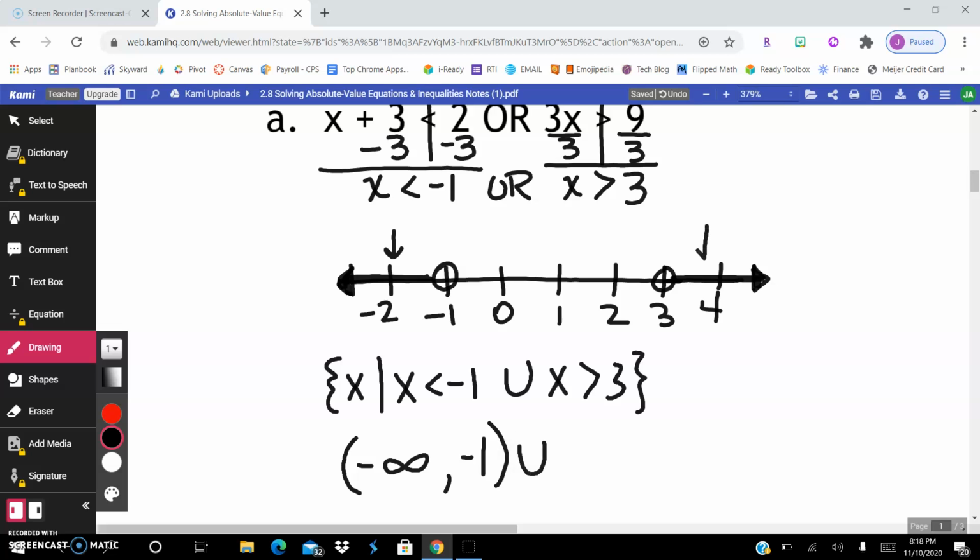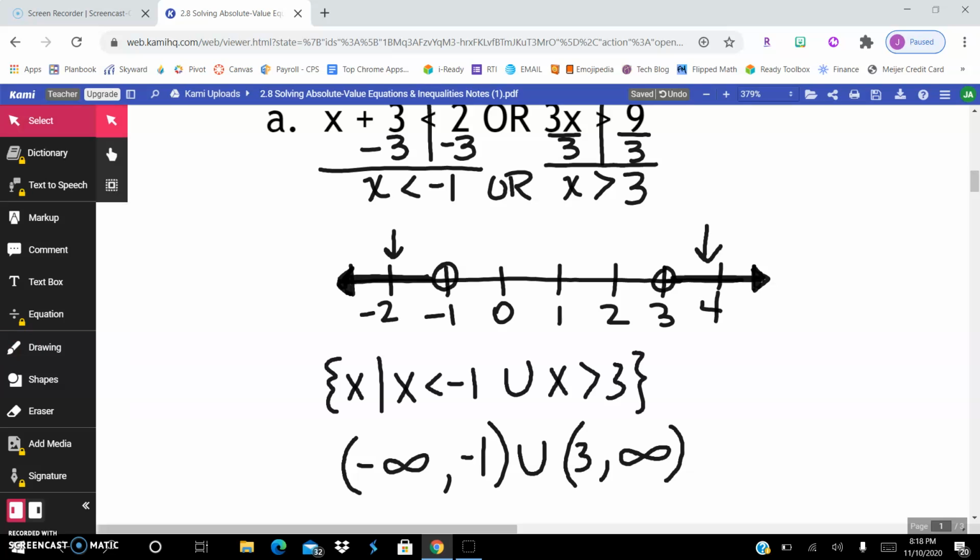And then we have to write another interval notation for this piece. So we're starting at 3. It's not included. And we are moving to the right forever. So that's going to be infinity, and we can't include infinity because there's no stopping point there either.